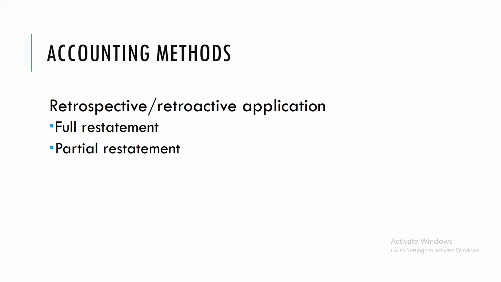And then there's two different types. There's full restatement and partial restatement. So a full restatement, okay, so let's make a timeline. So let's say you started your company in 2011, and let's say now we're in 2020. Okay, so you started your company in 2011. In 2011, you started recording revenue using the completed contract method.